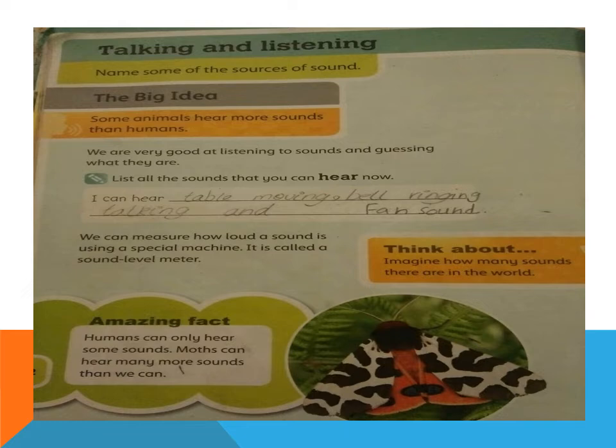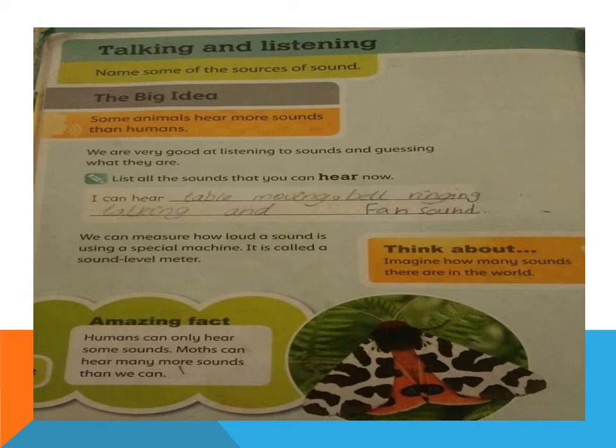List all the sounds that you can hear now. Okay class, now I am sitting somewhere else. If we were in the class, we could hear the same sounds at times. But now you are at home and I am sitting at my home, so we all are listening to different sounds. So we will share our sounds with each other.